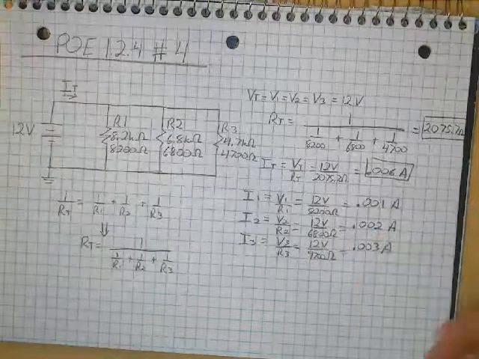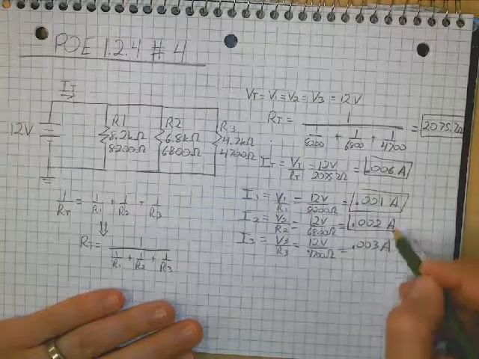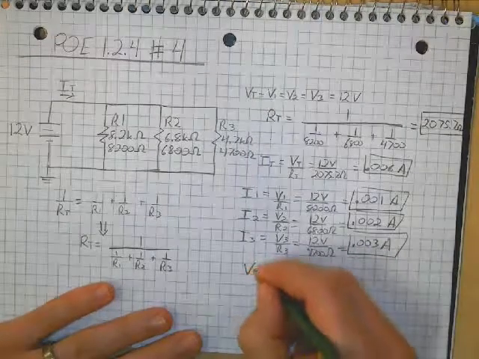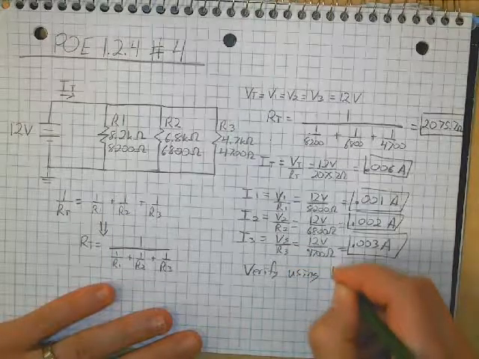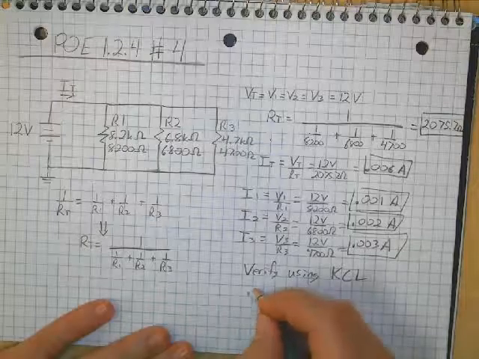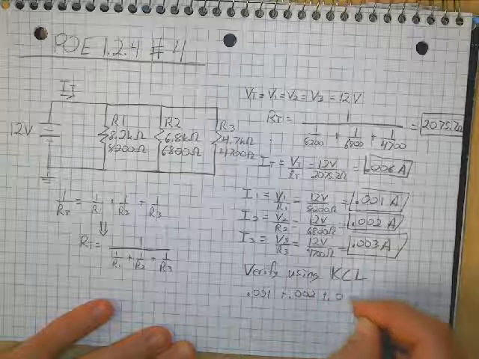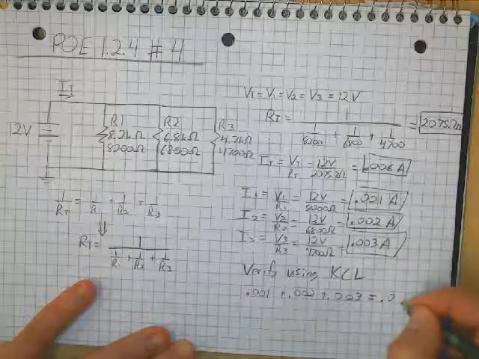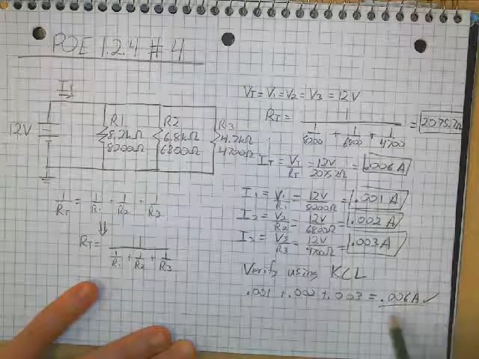Now all of these are slightly rounded, so you may get slightly different answers. But what we can do is we can verify Kirchhoff's current law. And so we say 0.001 plus 0.002 plus 0.003 should equal 0.006, and it does. So we know that we have done our work properly.